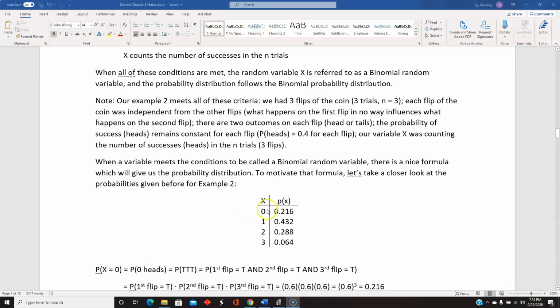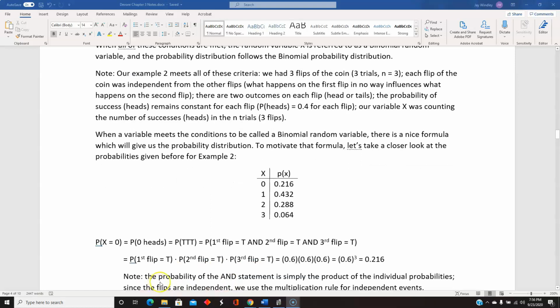The probability that x is 0, meaning you've got 0 heads. The only way you can get 0 heads is by flipping tails, tails, tails. I'm going to write that as an AND probability statement. If you got tails, tails, tails, that means the first flip was tails, and the second flip was tails, and the third flip was tails. Now, very important point, we were told that the coin flips are independent. Since they're independent, we have a multiplication rule for independent events, and we can just write this as the product of these probabilities: the probability that the first flip is tails times the probability the second flip is tails times the probability the third flip is tails. And remember, the probability of heads was 0.4, so the probability of tails is 0.6, and 0.6 to the third power is 0.216.